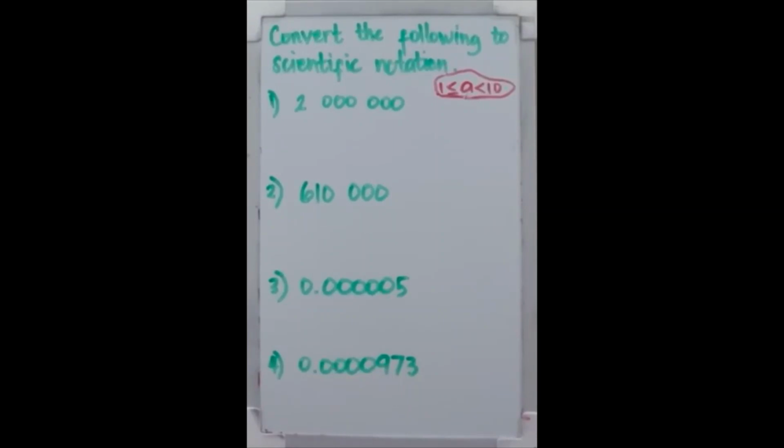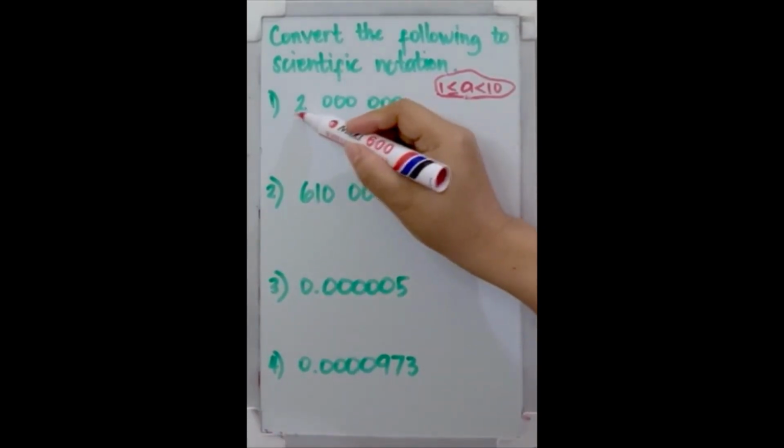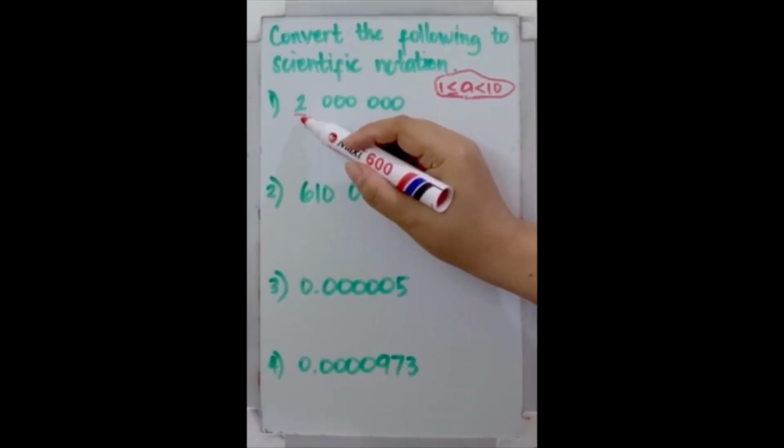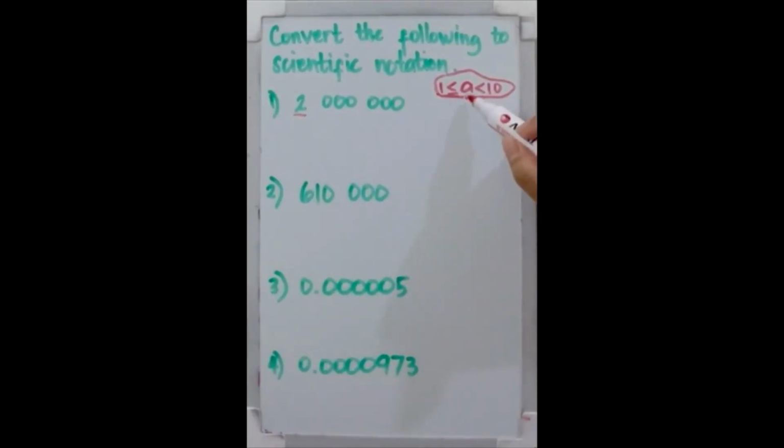Let us convert the following numbers to scientific notation. But before doing so, let us be reminded that the rule for the coefficient a is that it should be a number that is greater than or equal to 1 but less than 10. Now looking at the first example, we have 2 million here. The coefficient will be 2 because 2 conforms to the rule that a, the coefficient, should be a number greater than or equal to 1 but less than 10. Now, how will we convert this into scientific notation?